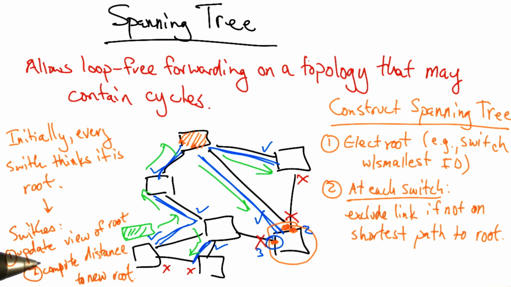Switches then compute their distance from that new root, adding 1 to the distance received from any neighbor claiming that particular switch as the root.